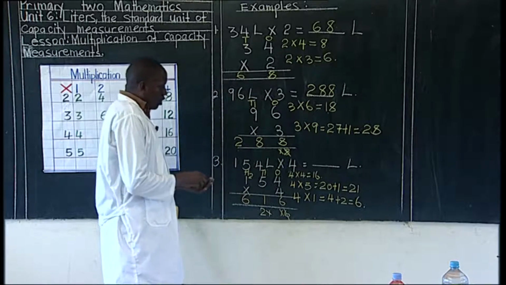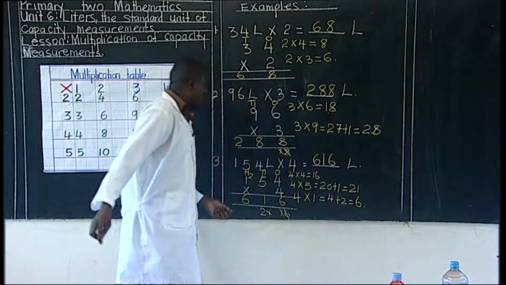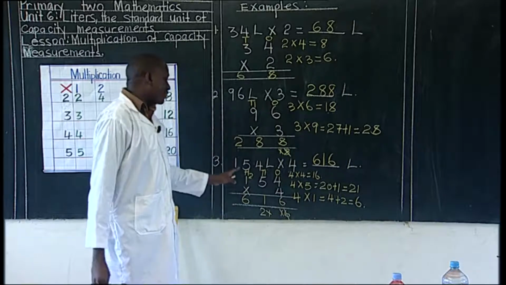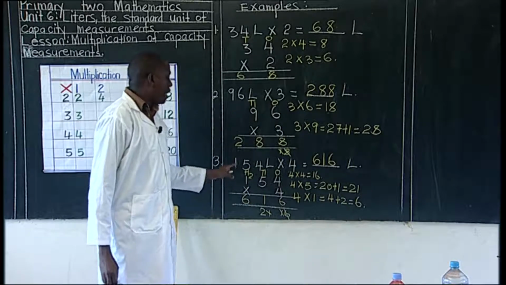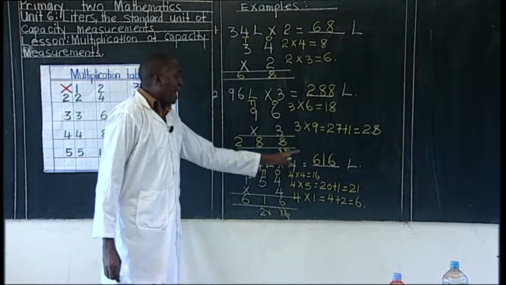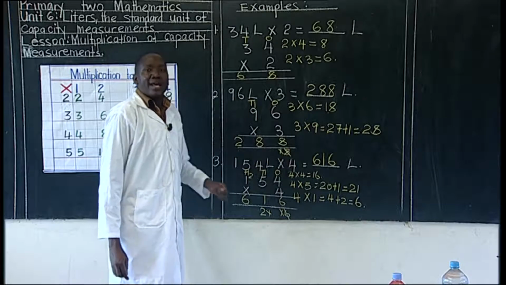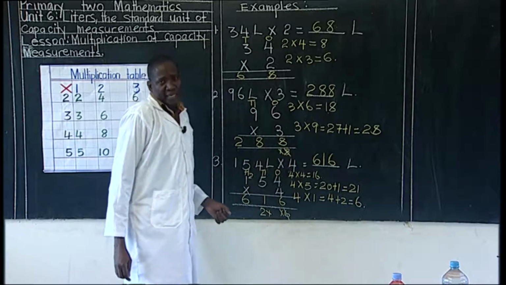616. So we shall bring 616 liters. So if I get 154 liters times 4, I will get 616 liters. Are we together?